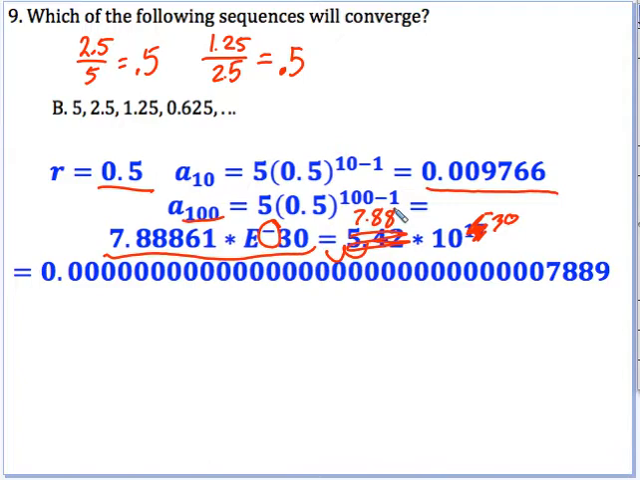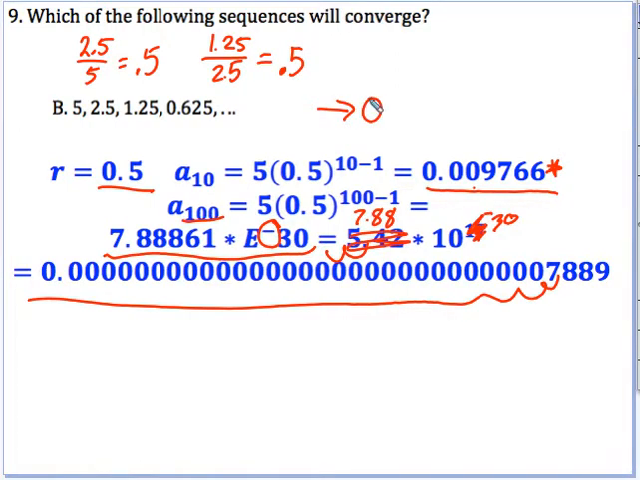So I get that decimal. It was here. I move it over 30 times. It's all the way over there. If I say round to two decimal places, you're going to tell me that the answer was 0. It's close to 0. So in this case, I am approaching 0 every single time. So this is the one sequence that will converge.